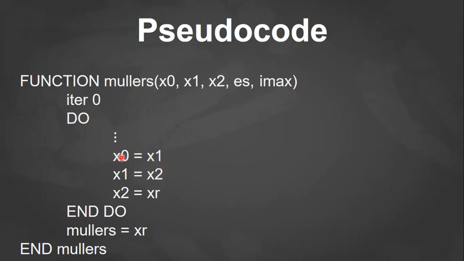That is, sa second iteration, ang imohang x sub 0 will be ang former ng x sub 1, imong x sub 1 will be ang former ng x sub 2, and x sub 2 nimo will be ang current nga root estimate. Okay?